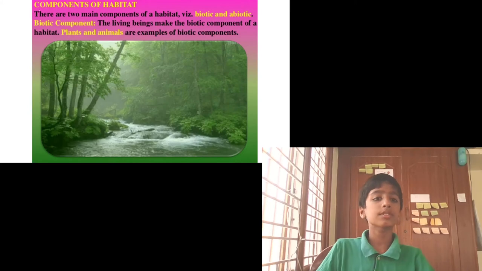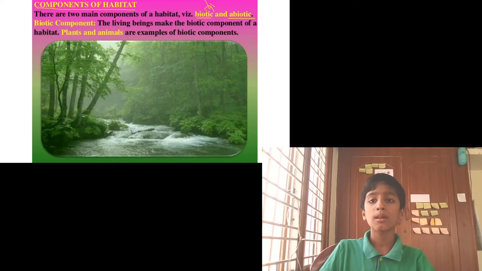Now come the components of habitat. There are two main components of habitat: biotic and abiotic. Biotic means living, and abiotic means non-living.